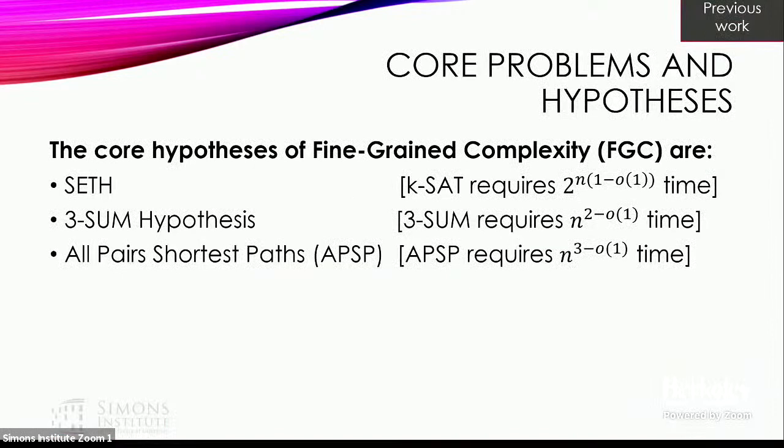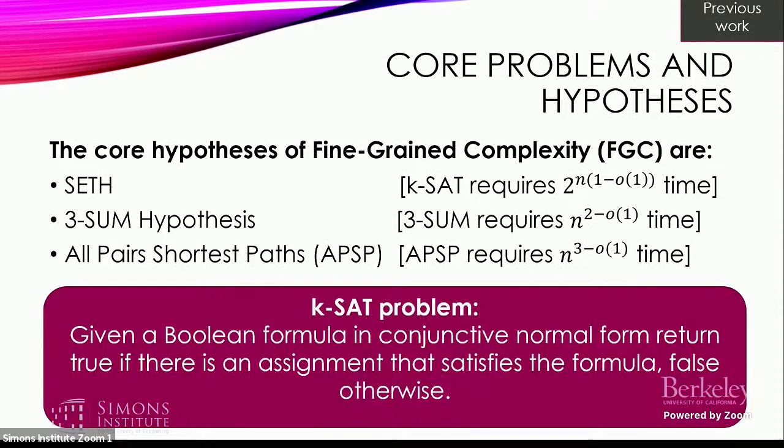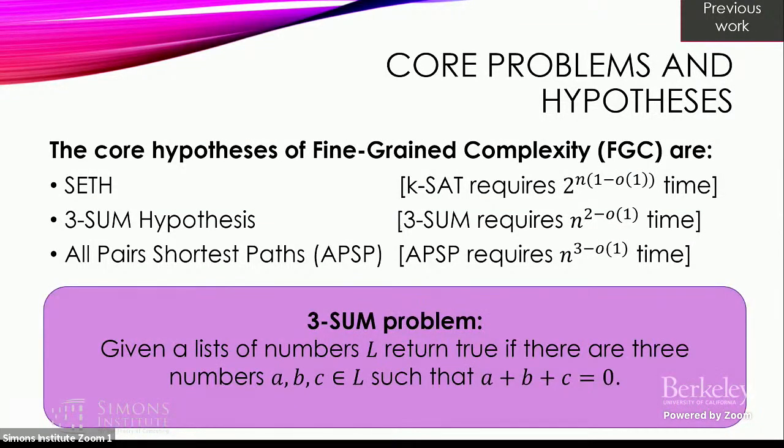So what are the core problems of fine-grained complexity? There's SETH, which is the hypothesis that k-SAT requires 2 to the n times 1 minus little o of 1 time. So this is exactly what I mentioned before. Here we're having a strong opinion about the constant and the exponent. In the k-SAT problem, you're given a Boolean formula. It's in conjunctive normal form. Each clause is of size k. We also have the 3SUM problem. You're given a list of n numbers. You can think of these numbers as being between negative n cubed and n cubed, if that makes it easier to internalize. And the hypothesis is that it requires n squared minus little o of 1 time. Once again, a strong opinion about the exponent.